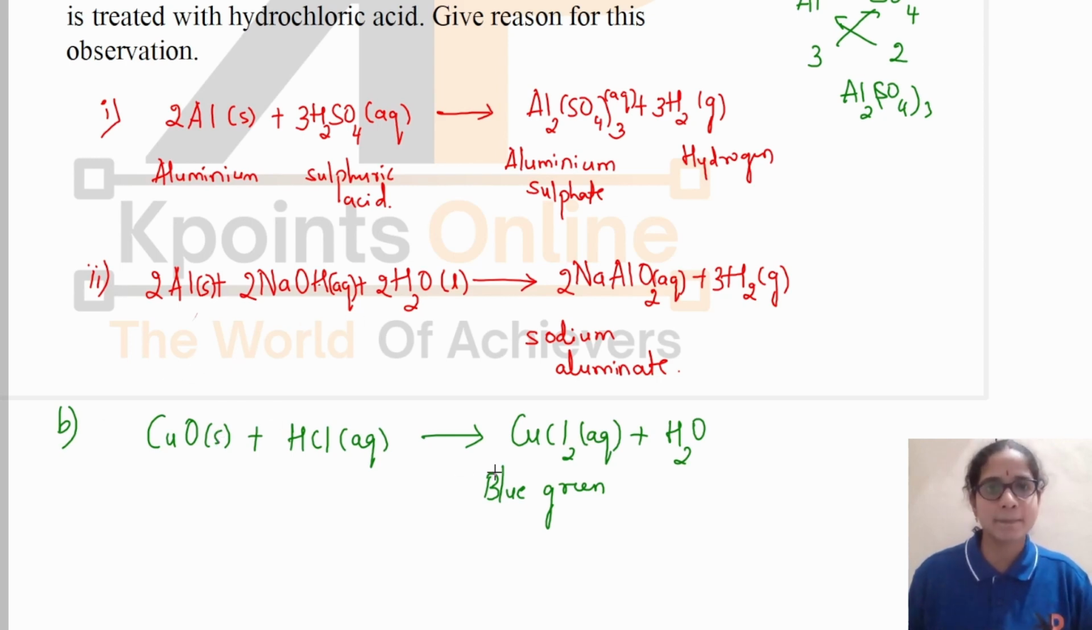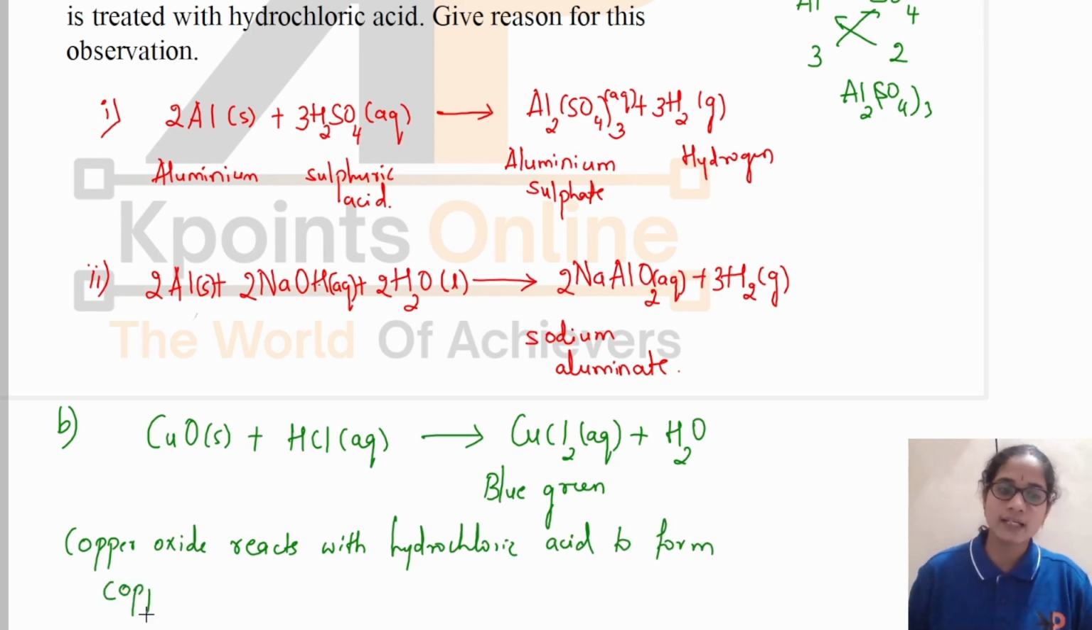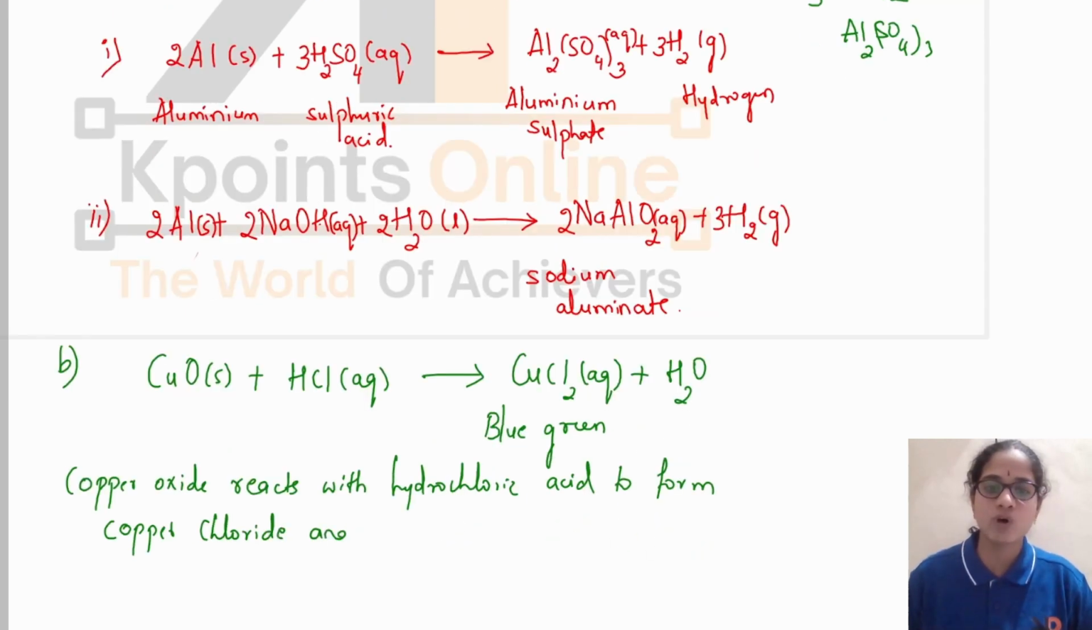Okay. Why does this happen? The color of the copper oxide gets changed. Why? Because copper oxide reacts with hydrochloric acid to form copper chloride and water. Because of this, the color of the solution becomes blue-green. Copper oxide is actually black in color. Once it reacts with hydrochloric acid, it forms blue-green solution of copper chloride.